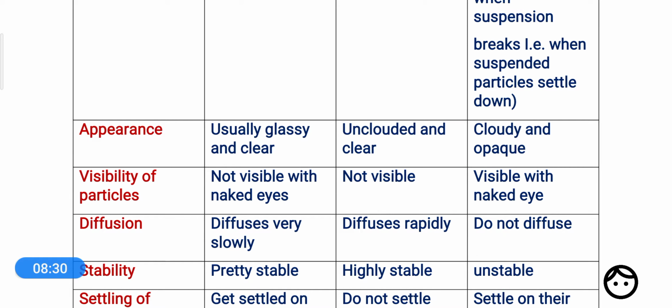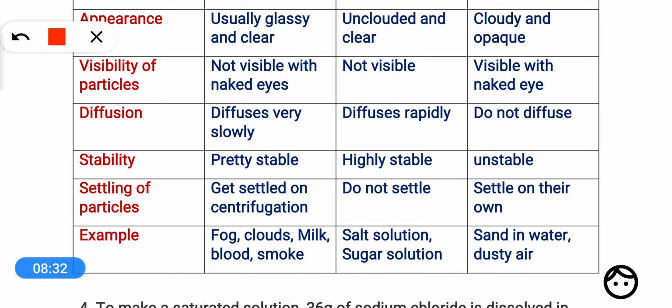Now if we talk about stability, then sols are pretty stable, colloids are very stable, solutions are highly stable, but suspensions are not stable, means they are unstable. They will break, their particles will settle down if you leave them for some time.